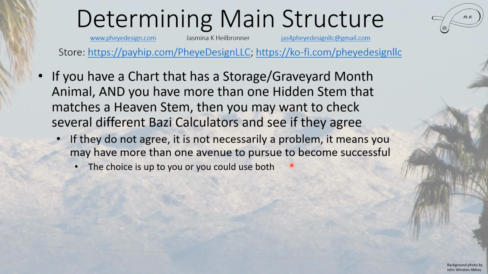Now, if they don't agree, that's not necessarily a problem. It means that you may have more than one avenue to pursue to become successful. It actually might be a good thing. And the choice is up to you, or you could use both. In theory, you could actually have maybe all three. But I think you've only got two sub chis that you could match. If you've got the main chi that matches, I think that would qualify. And that would overrule the sub chi.